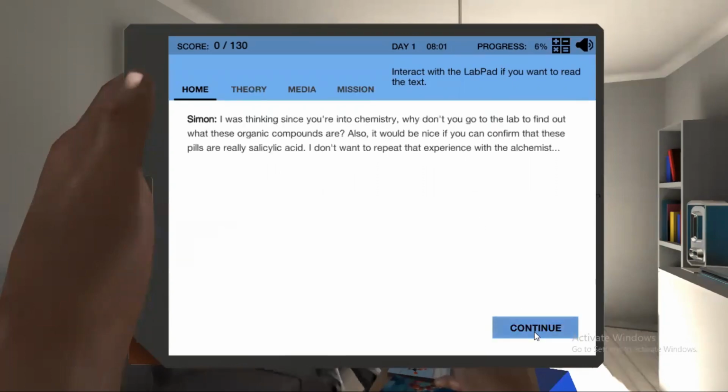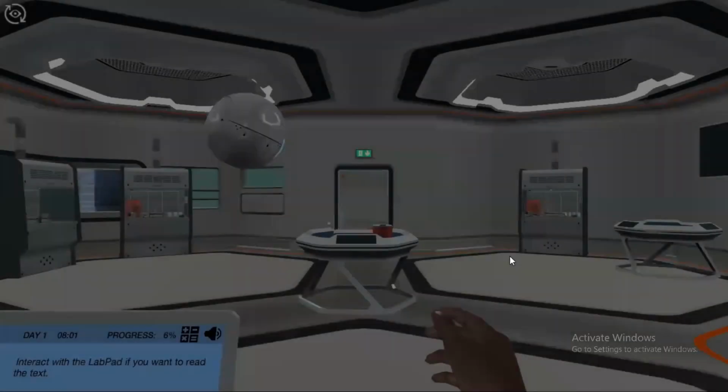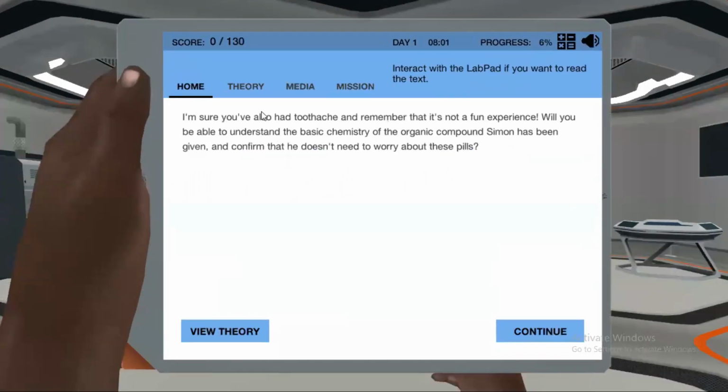I was thinking, since you're into chemistry, why don't you go to the lab to find out what these organic compounds are? Also, it would be nice if you can confirm that these pills are really salicylic acid. I don't want to repeat that experience with the alchemist. I'm sure you also had toothache and remember that it's not a fun experience.